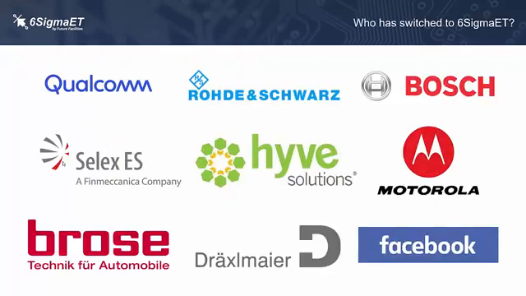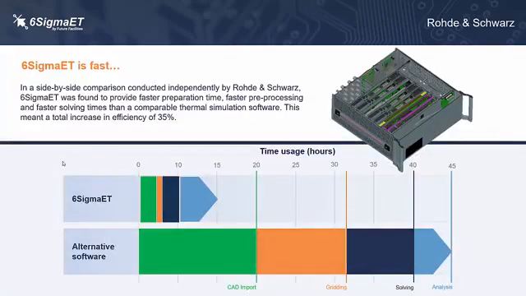We've also worked with some huge names across the electronics industry, everyone from Qualcomm to Facebook, from Motorola to Bosch. And why do these guys use Six Sigma ET? Well, firstly, Six Sigma ET is fast.